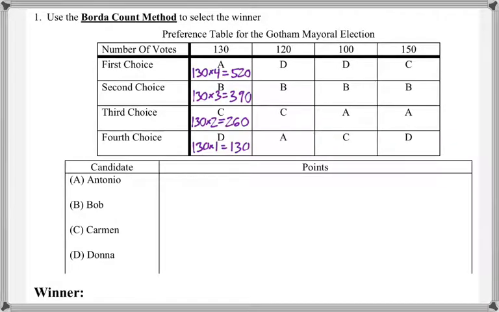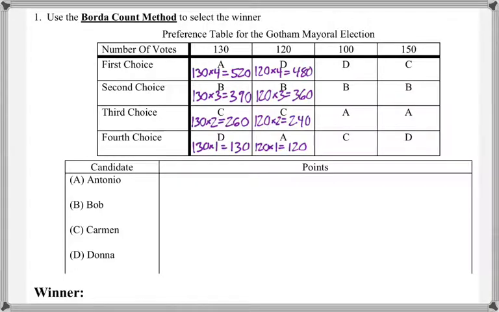In the second column, 120 times 1 is 120. 120 times 2 is 240. 120 times 3 is 360. And 120 times 4 is 480.